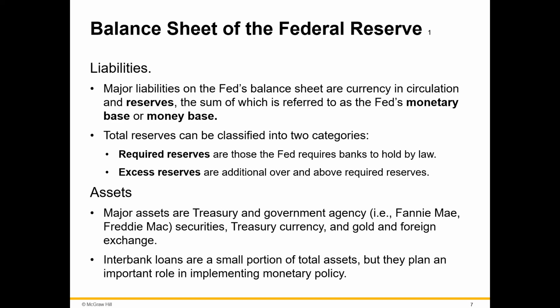Assets. Major assets are treasury and government agency securities, treasury currency, and gold and foreign exchange. Interbank loans are a small portion of total assets, but they play an important role in implementing monetary policy. Banks borrow and lend between each other at different rates, and how much they can do that depends on their required reserve, excess reserves, etc.